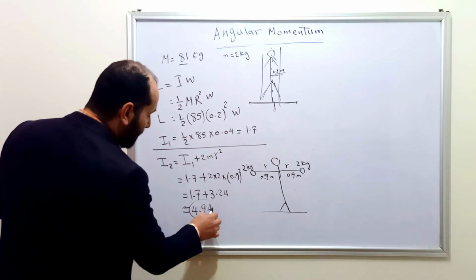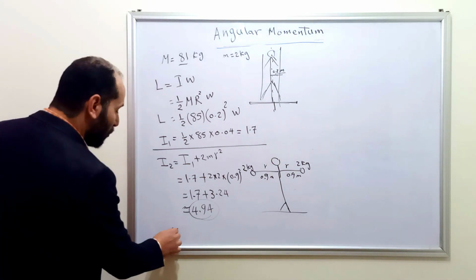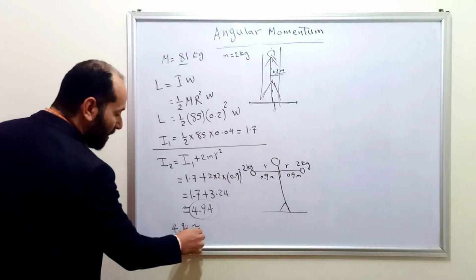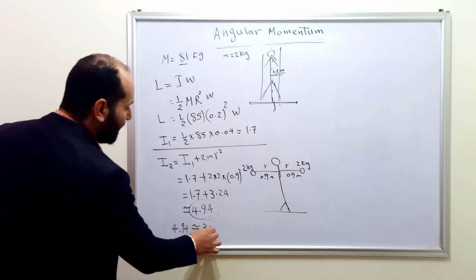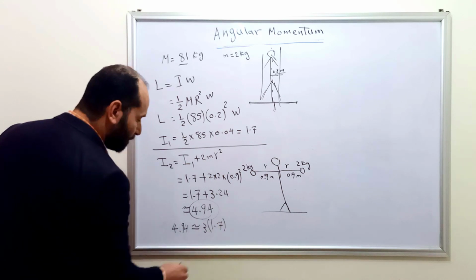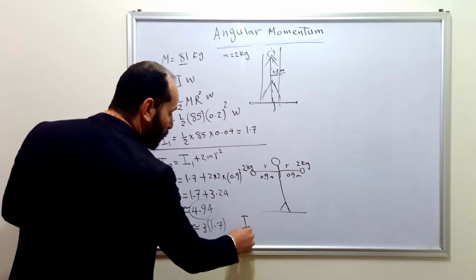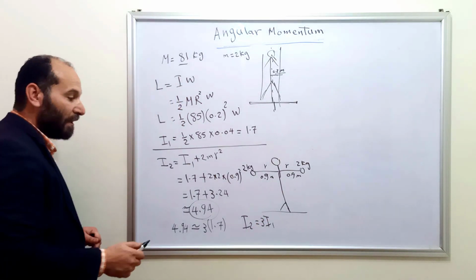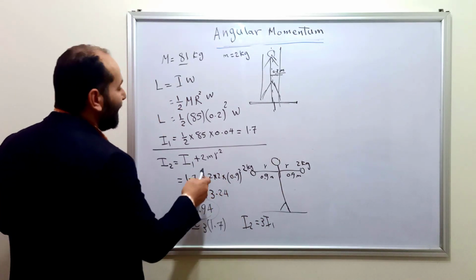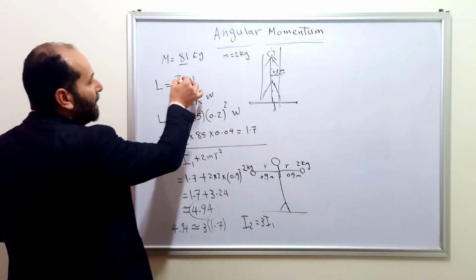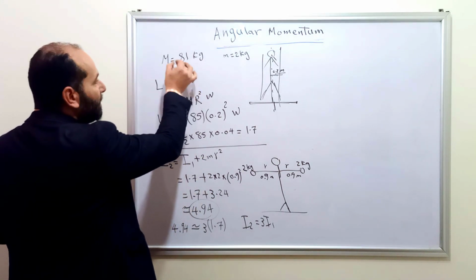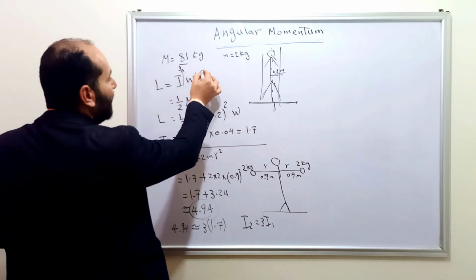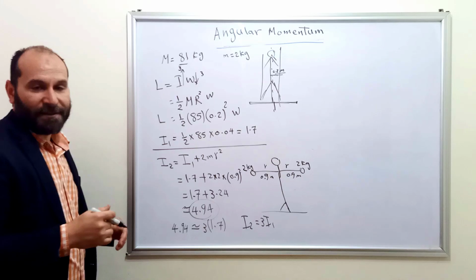So this moment of inertia, 4.94, about equals 3 times the inertia 1.7. So I2 equals 3 I1. This means the inertia increases by 3 times, the omega decreases by the same 3 times, and vice versa.